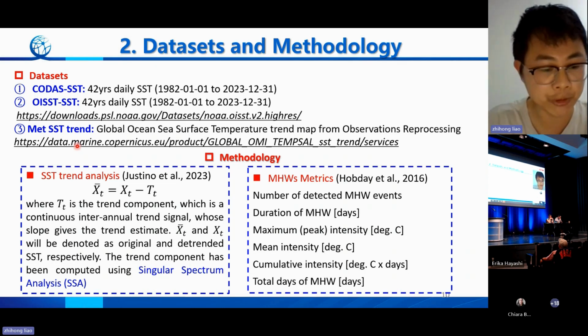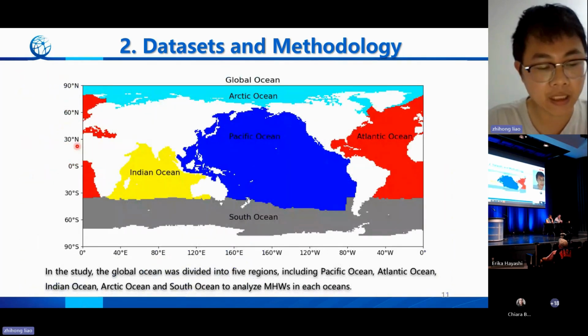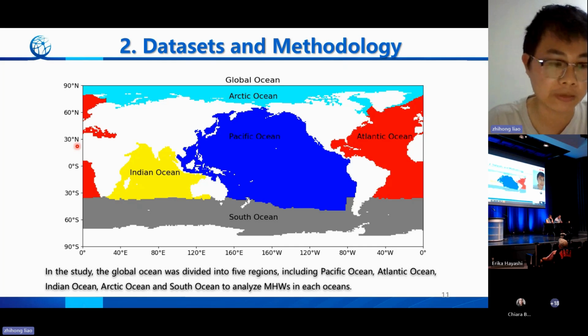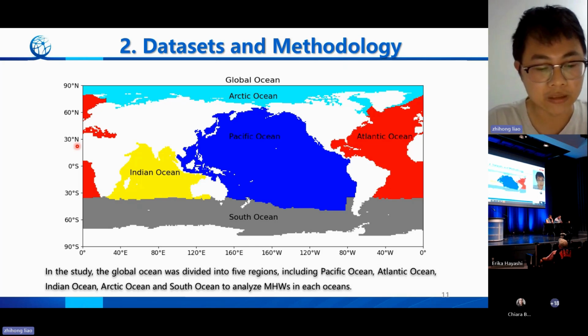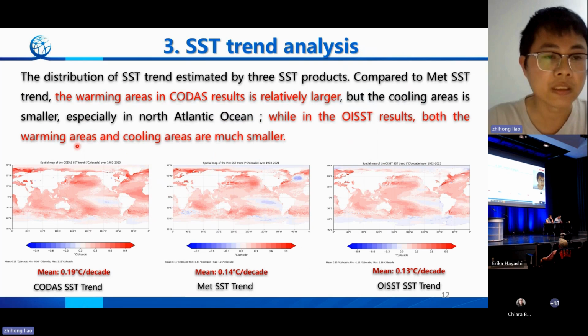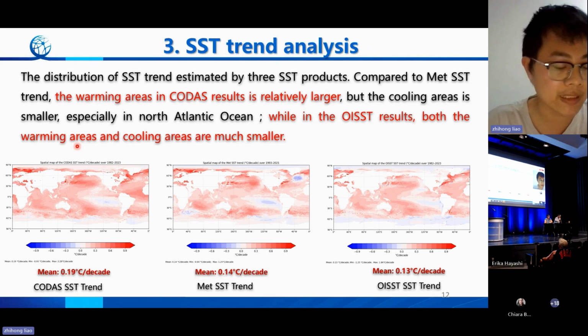Besides, singular spectrum analysis methods are used to analyze the SST trends in the past 42 years, and 6 metrics about marine heat waves are estimated by the 2 products, CODAS and OST. In this study, the global oceans were divided into 5 regions: Pacific Ocean, Atlantic Ocean, Indian Ocean, Arctic Ocean, and Southern Ocean.